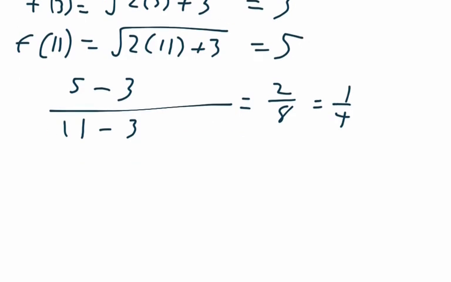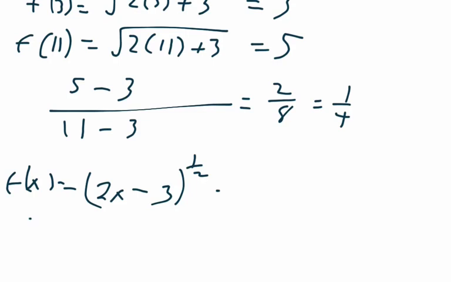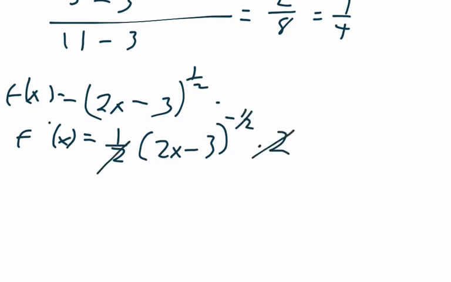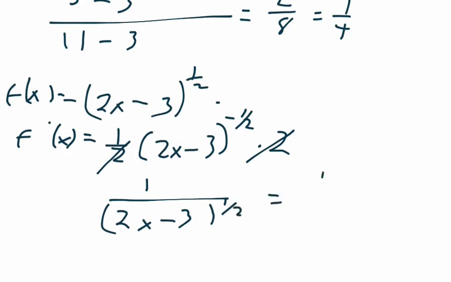Now I'm going to take the derivative of 2x minus 3 to the 1/2 power. So the derivative is, using the chain rule, 1/2 times 2x minus 3 to the negative 1/2 times 2. And that 2 can cancel. So I got 1 over 2x minus 3 to the 1/2 equals 1 over 4.